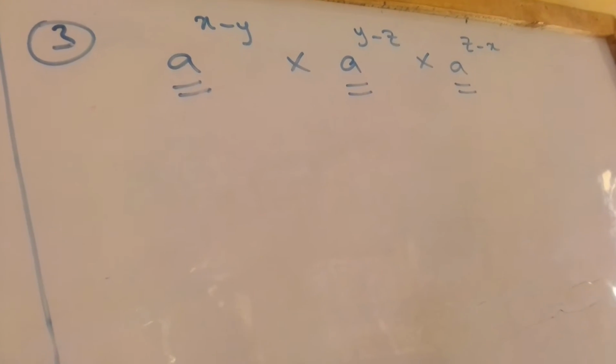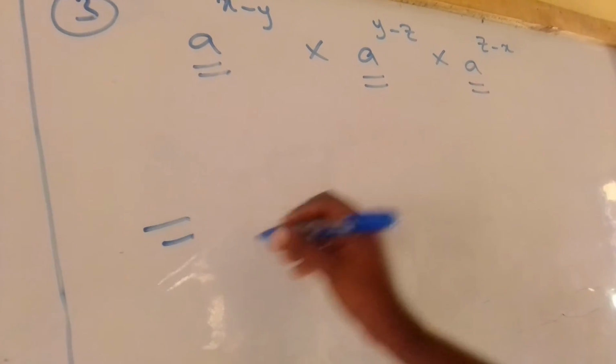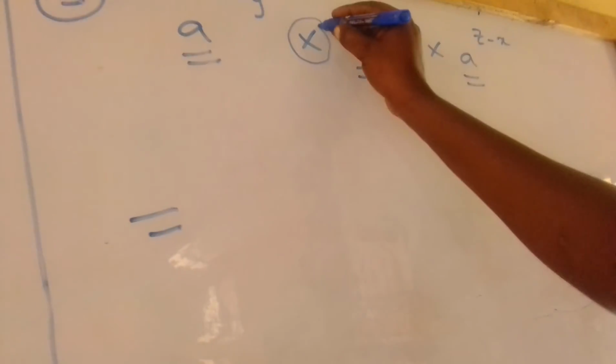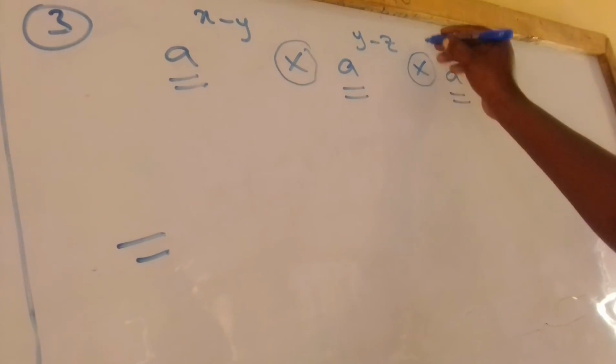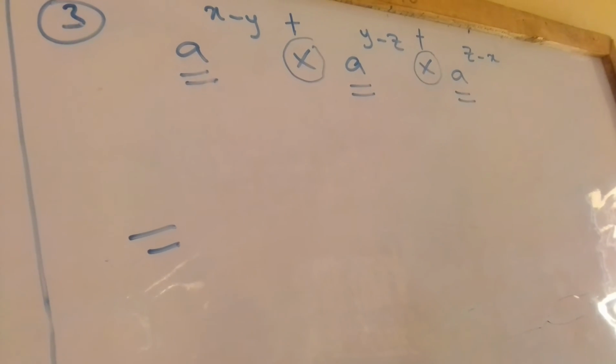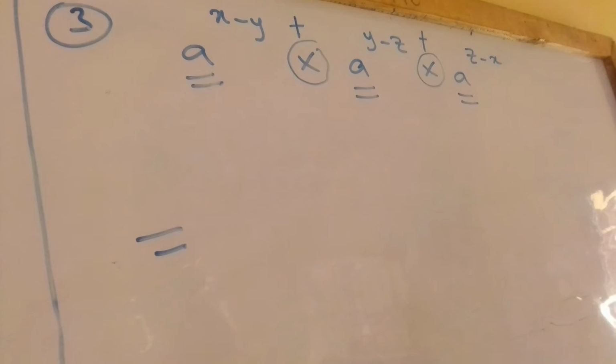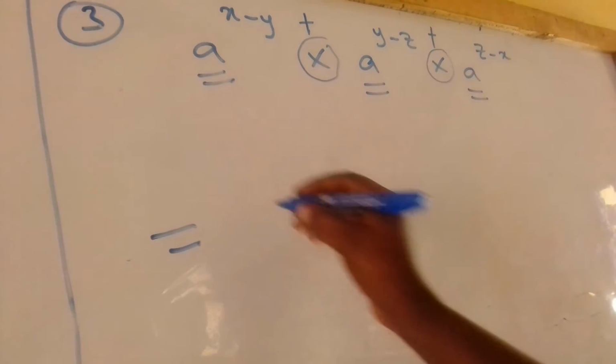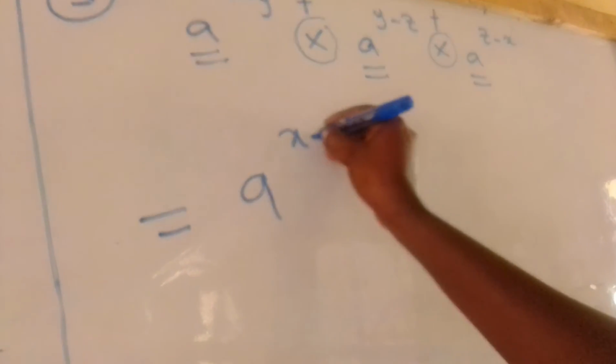Now, let's start solving the question together. Anywhere we see a multiplication sign in between them, we shall change it to plus. Now, let us write together. Let us combine the powers.